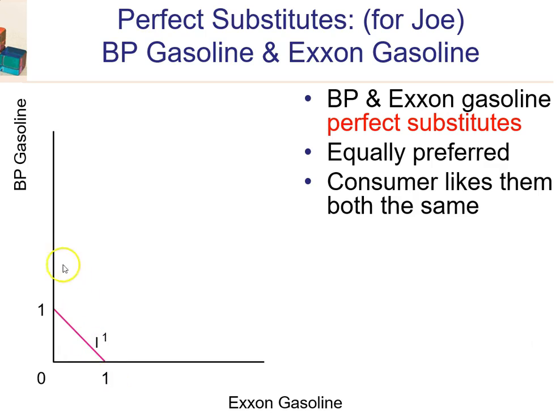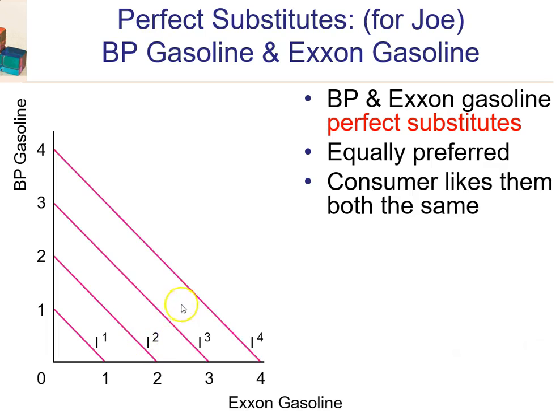Of course, additional gallons of BP gas, if it's say 2 gallons, would also translate to 2 gallons of Exxon gas. So Joe is willing to make trades, willing to give up BP gas as long as he gets the same number of gallons of Exxon gasoline in exchange.